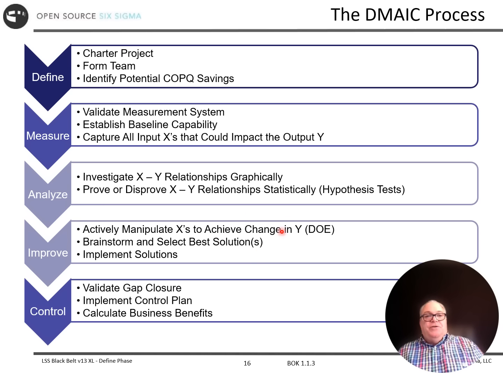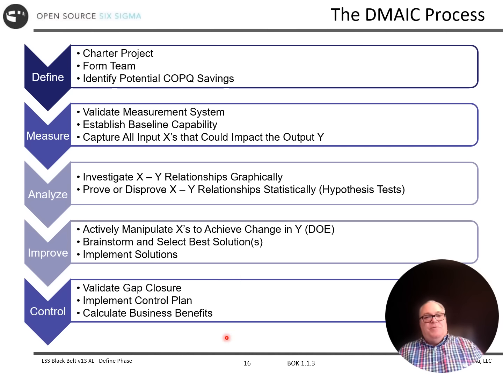All right, once we understand our y is a function of x relationship, we move into, hey, now can we use that information to come up with solutions? We start talking about implementation plans for how we're going to make the process better.